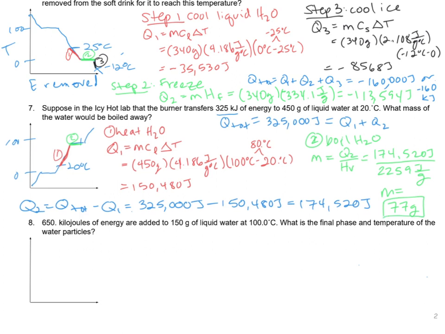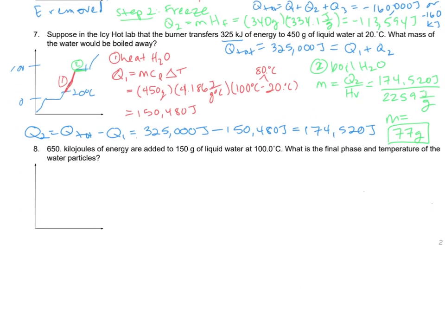So after we used 325,000 joules to heat up the water, with the remaining energy, 174,000 joules, we were able to boil 77 grams of the water. That means all the rest of the water, 200 something grams, is still liquid. There was not enough energy to boil it.